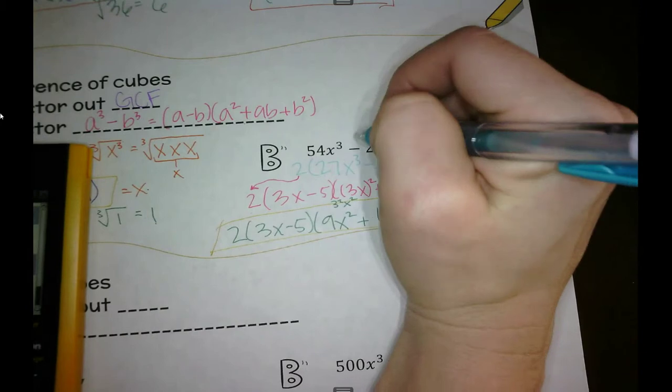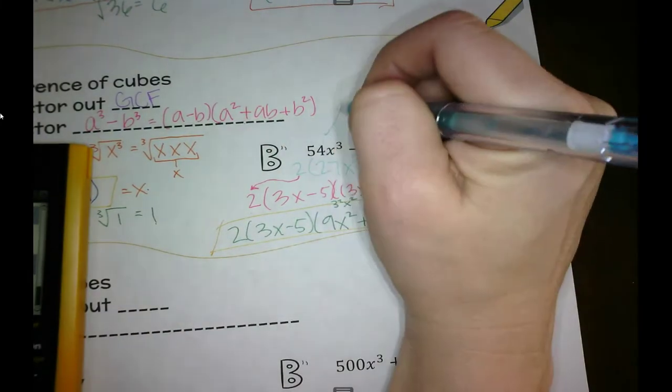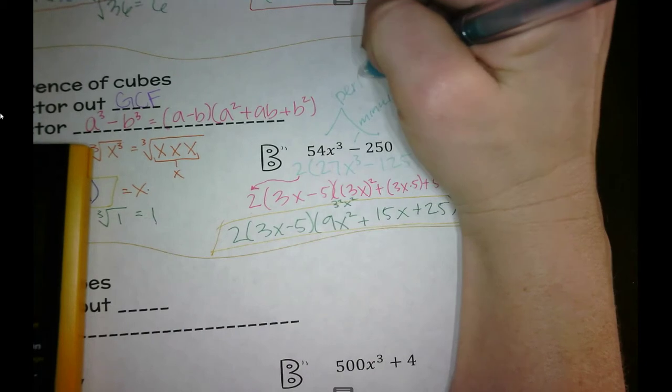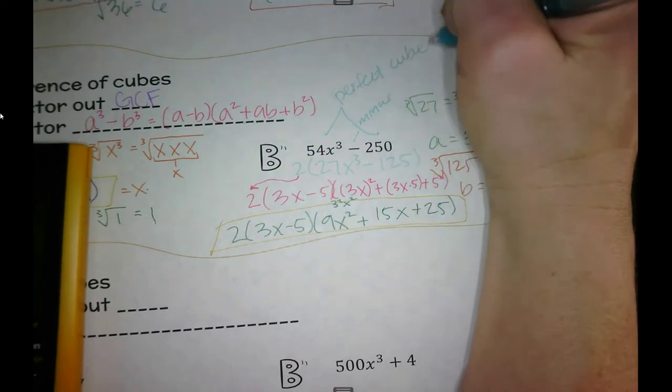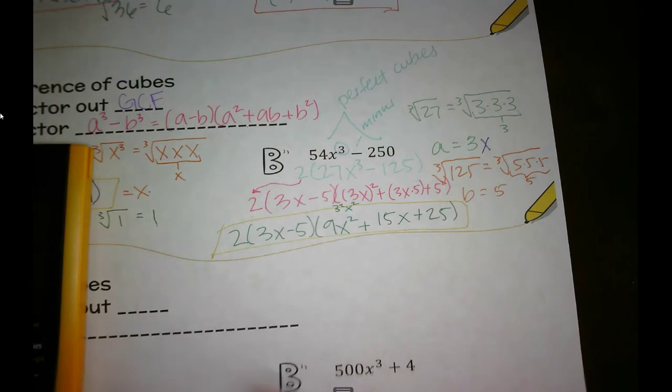So we have to have a minus sign here, and these have to be perfect cubes. Your x has to be cubed in order for difference of cubes to work.